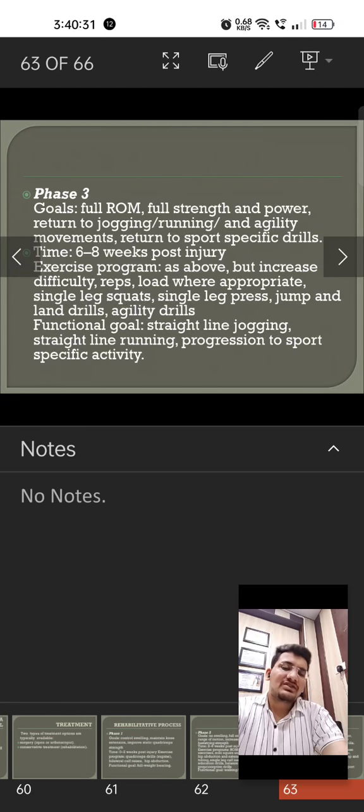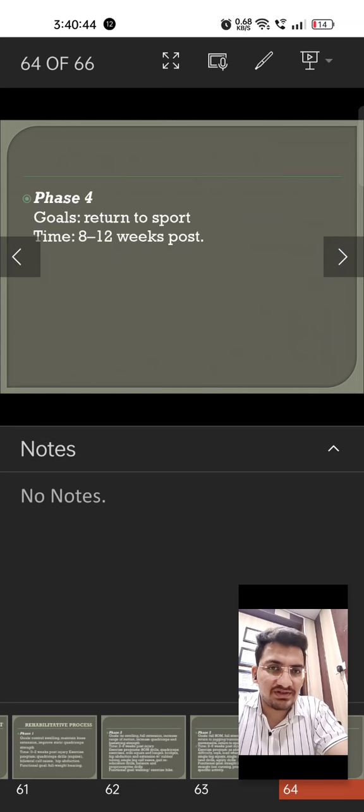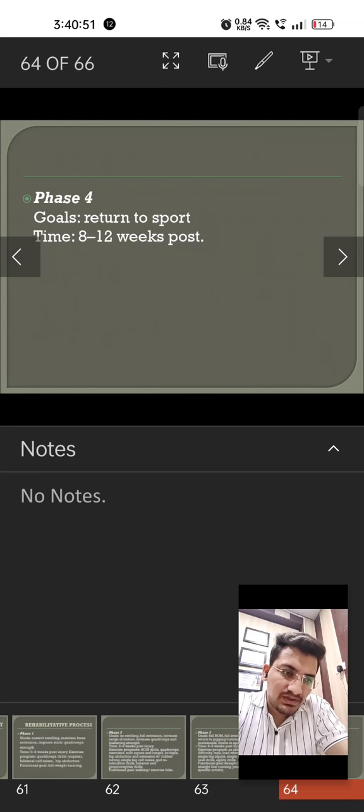सो व्हाट वाज द फंक्शनल गोल? फंक्शनल गोल वाज द स्ट्रेट लाइन जॉगिंग, ओके, स्ट्रेट लाइन रनिंग एंड प्रोग्रेशन टू स्पोर्ट्स स्पेसिफिक एक्टिविटीज. अगर कोई प्लेयर जो भी स्पोर्ट्स खेलता है उसके स्पेसिफिक एक्टिविटीज कराएंगे. सो द फेज 4 इज द गोल, रिटर्न टू द स्पोर्ट्स. इन फेज 4 हमें क्या करना है, पेशेंट को अब जो भी प्लेयर है उसको अपने स्पोर्ट्स में वापस भेजना है अल्टीमेटली, बिकॉज ही इज अ प्रोफेशनल, सो ही हैज टू प्ले अगेन. सो इन दिस द टाइम पीरियड वाज 8 to 12 weeks post.